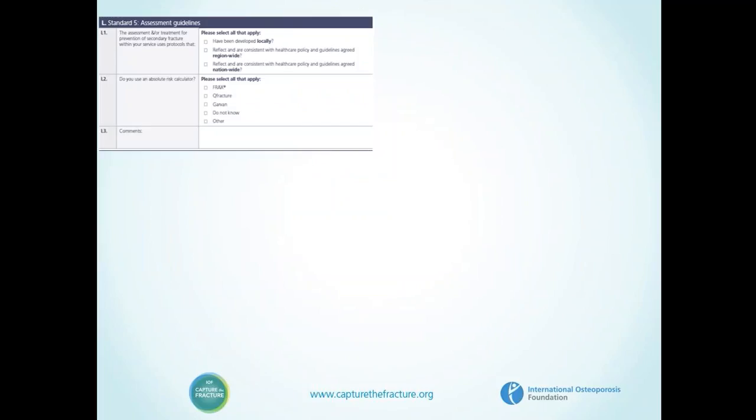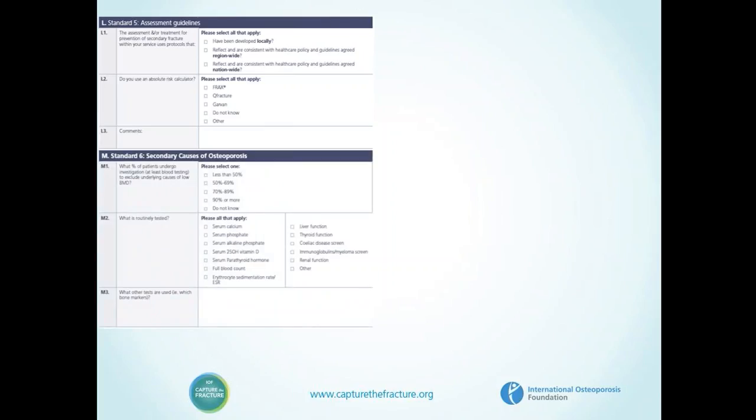Assessment guidelines, whether they are available, to what level, but also what risk calculators are used, if any is used. For example, FRAX, QFracture, Garvan, or none, or others, or if they're complemented with other questions. Particularly FRAX needs the addition of a falls assessment or falls history.